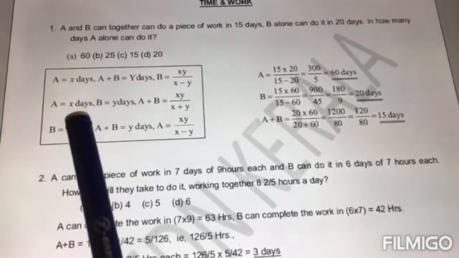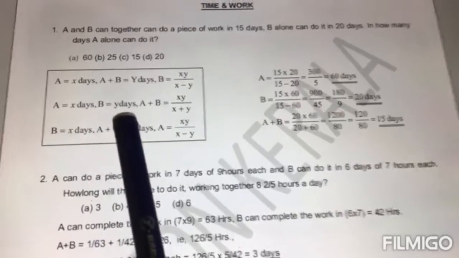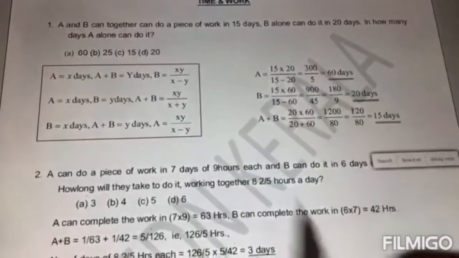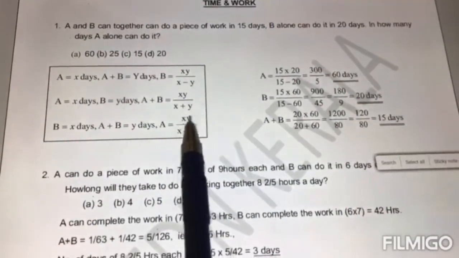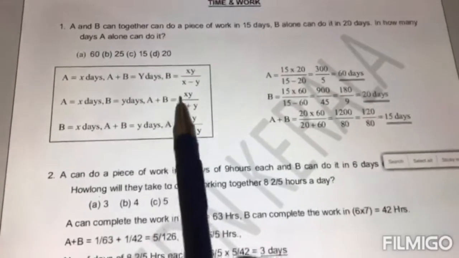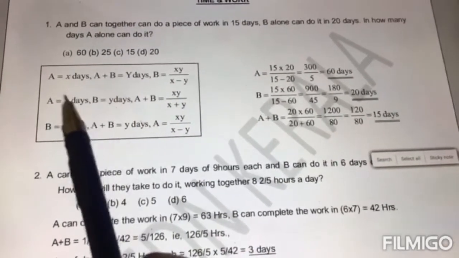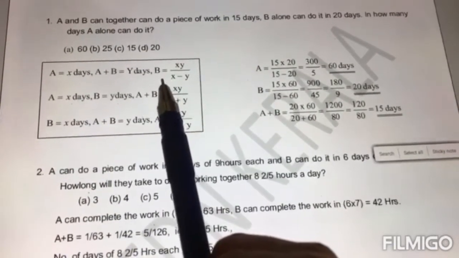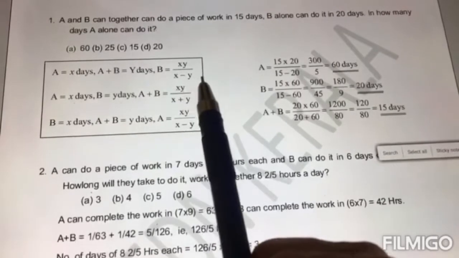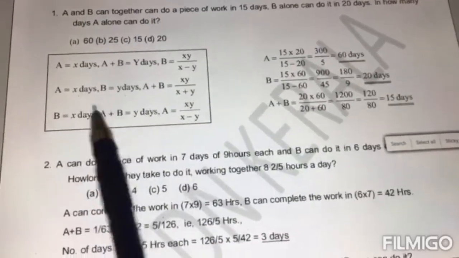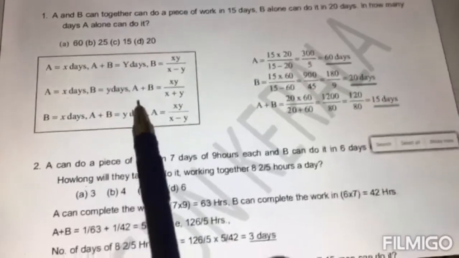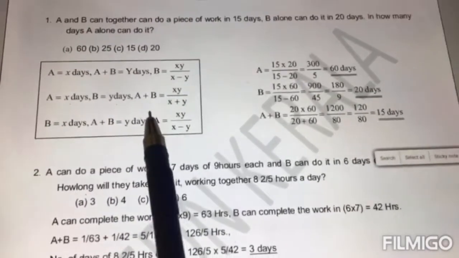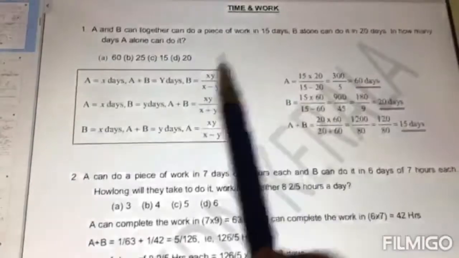If they give you the number of days that only A can do and only B can do, then together how many days will they take to complete the work? It is nothing but XY divided by X plus Y. These are different ways of writing the same formula. So if you're given A plus B and you're given A, how many days will B take to do the work alone? It is XY divided by X minus Y. But if you're given only A and only B, then how many days will A and B take to do the work together? It is nothing but XY divided by X plus Y.